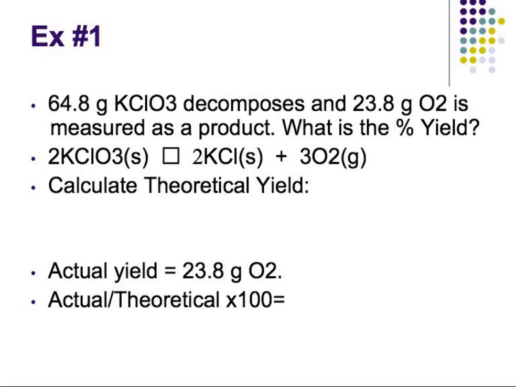All right, so here's our first example. We have 64.8 grams of potassium chlorate. It decomposes, and 23.8 grams of oxygen is measured as a product. What's the percent yield?